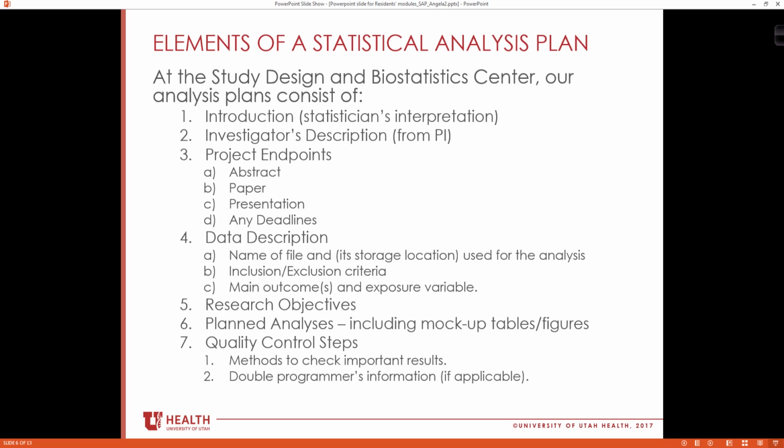Next, we have a description of the data. This section should include the name of the data file used for the analysis and its location on a computer server, any inclusion-exclusion criteria, main outcomes and exposure variables, and potentially any derived variables as well. Next, we have the research objectives, followed by the planned analyses to meet those research objectives, including mock-up tables and figures. And then finally, we might have a quality control section describing methods for how to check important results and the double programmer for the project if it's applicable.